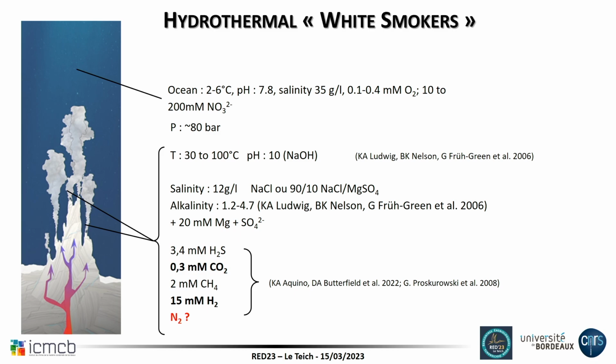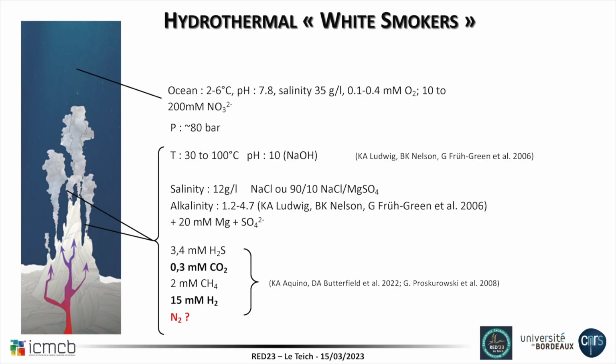For white smokers, a bit different. So the ocean has still the same temperature, of course, because we are below the thermocline, so 2-6 Celsius degrees. pH is higher in that case, same concentration of oxygen, but generally white smokers are at depths a little bit less. So basically the pressure is around 80-100 bar. Temperature of the fluid is much smaller, like I said, 30 to 100 Celsius degrees.